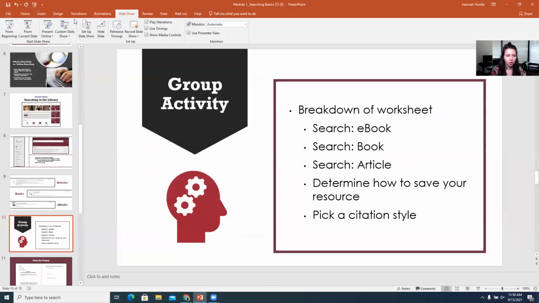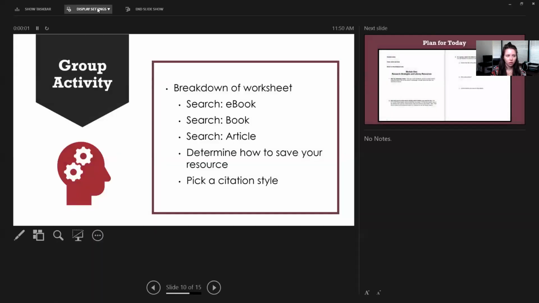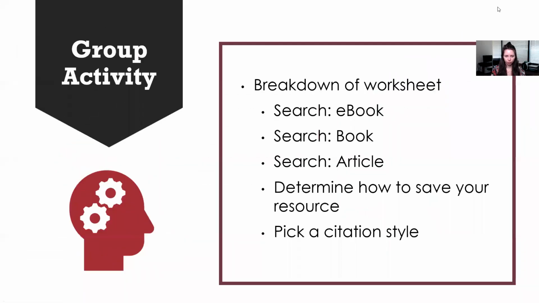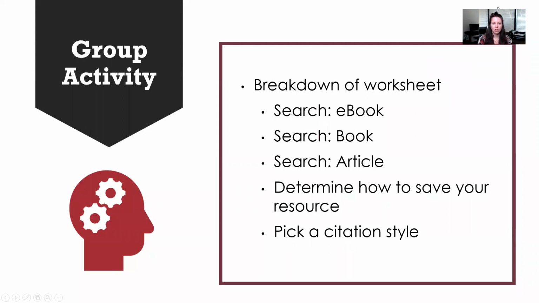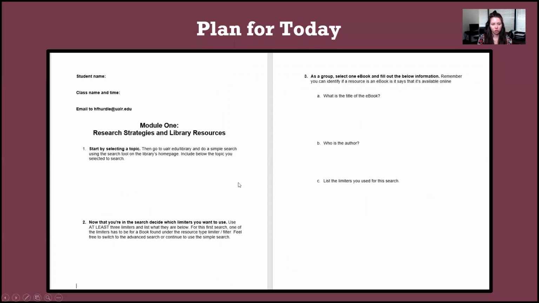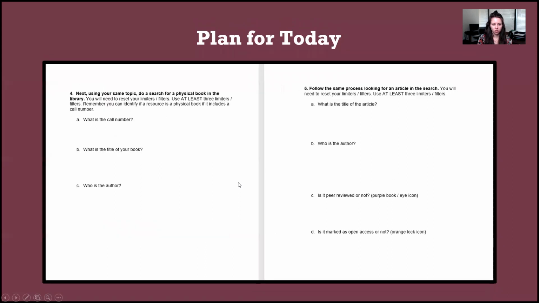Let me pull back up PowerPoint. So there is a group activity, a worksheet that I sent to your professor. I don't know if she'll make it optional or not, but if you do the worksheet, the breakdown is you're just going to search for an ebook like I did, a physical book, and an article. You're going to determine how to save your resource, and then you're going to pick a citation style. So it's pretty straightforward, and you're just going to be doing what I did in my walkthrough. This is what the worksheet looks like. Like I said, this is just a breakdown of it.